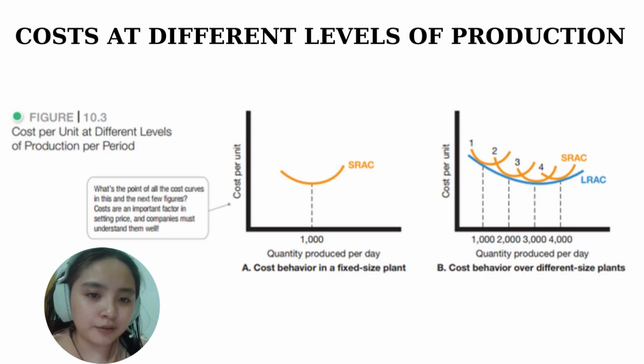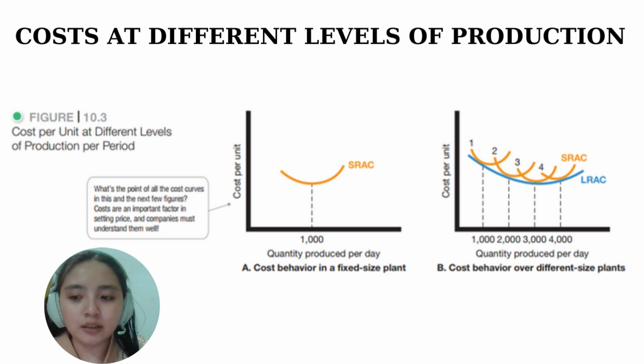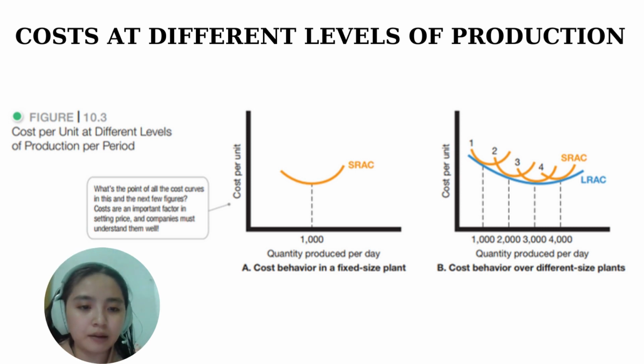Okay, next we'll move to cost at different levels of production. As you can see here, there are two figures, A and B. I will discuss figure A first. Figure A shows the typical short-run average cost curve, or SRAC. It shows that the cost per tablet is high.